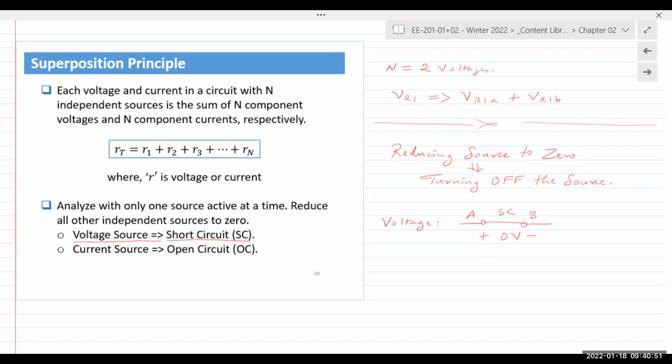Again, this is just the explanation for how we do it. But more importantly, this is what you need to remember: a voltage source is replaced with a short circuit and a current source is replaced with an open circuit. So this is an important concept. This is what you need to remember. I won't stress on the how of it.